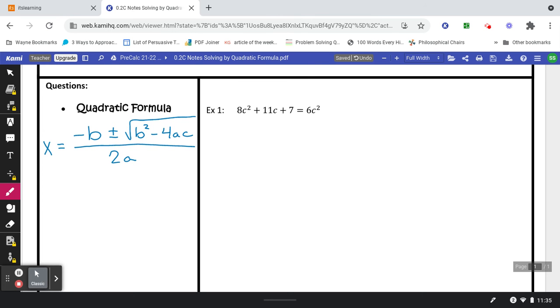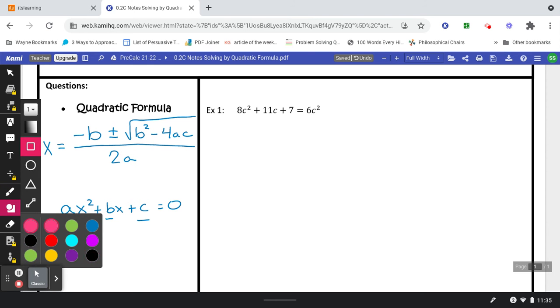And you need to have it set equal to 0, so the problem needs to look like this. So a is whatever is in front of x squared, b is in front of x, and c is the number by itself. Of course, all those a, b, and c could be negative as well.